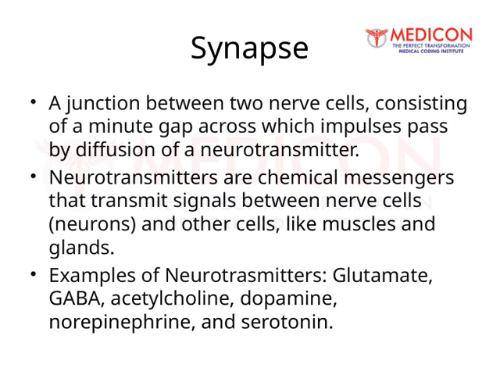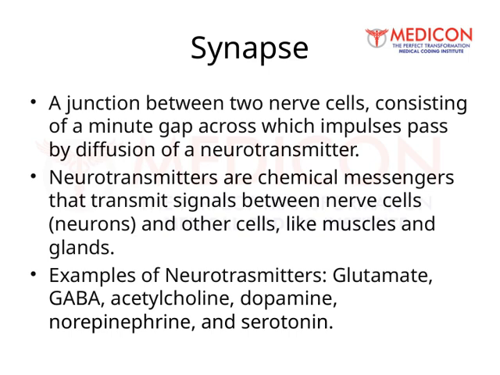Let's take a closer look at what a synapse actually is. A synapse is essentially the junction between two nerve cells, or neurons. It's a tiny gap, so small that it might be hard to imagine, that allows signals to pass from one neuron to another. Now, because this gap is so narrow, the way signals cross it isn't by direct contact, but rather through a process called diffusion.